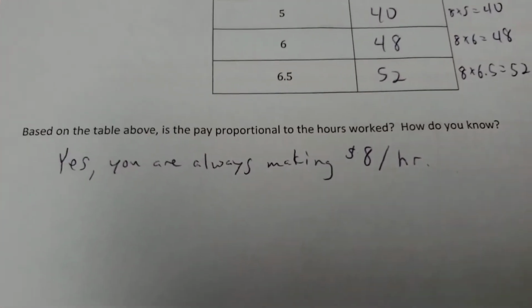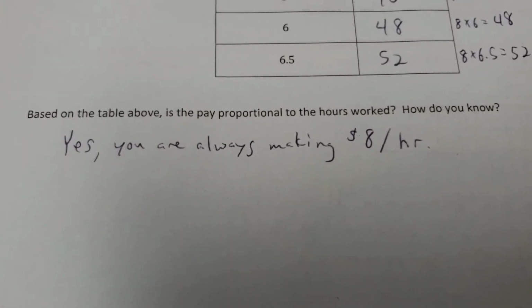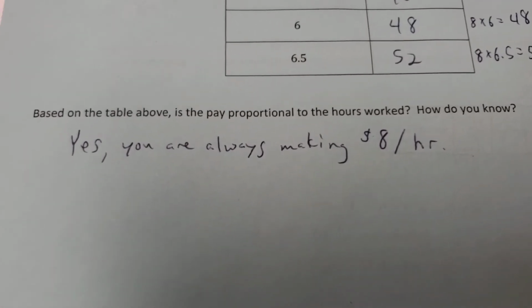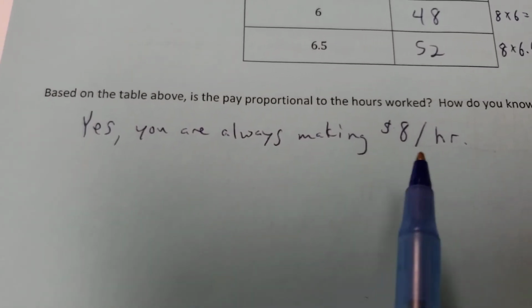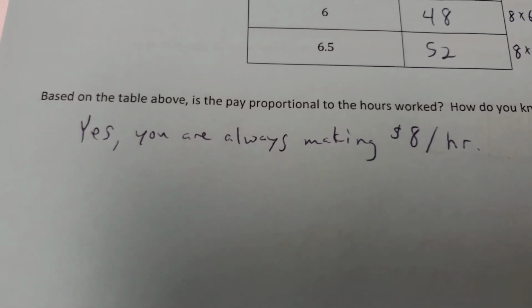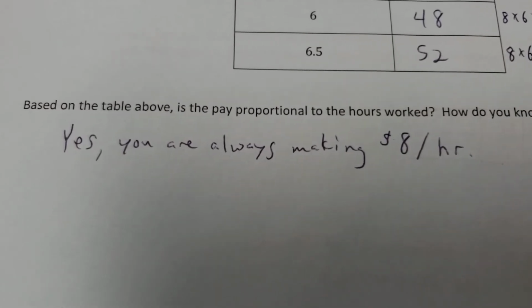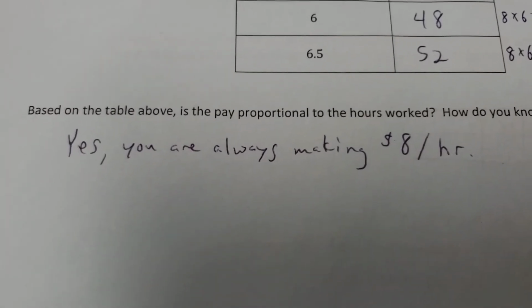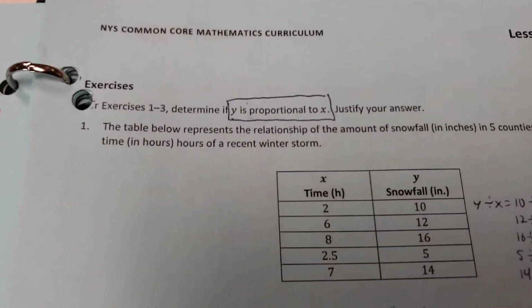So based on the table above, is the pay proportional to the hours worked? How do you know? Well, yes, there is a constant rate. You're always making $8 per full hour that you work. So definitely that is a proportional relationship. It's kind of hard to fill out the table without that information.